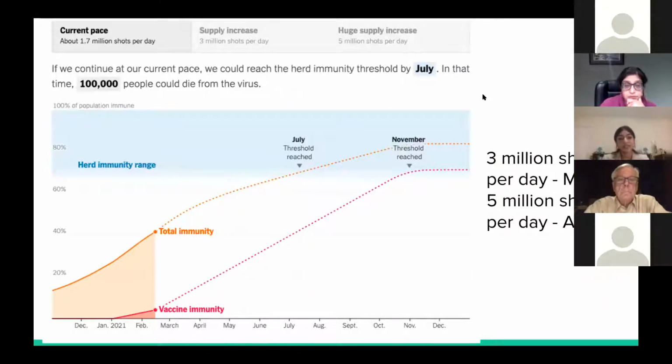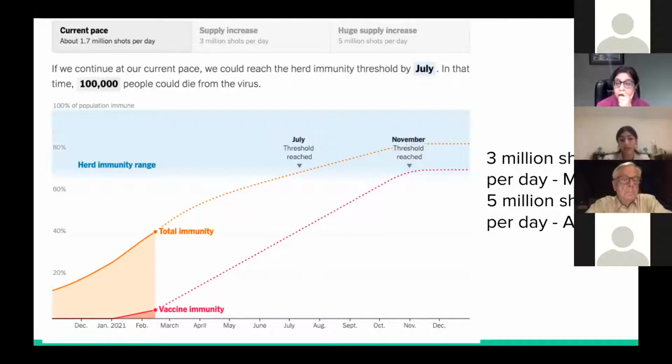Dr. Fauci, the CDC, and other health officials have said that our herd immunity threshold would be from 70% to 90% of the population for COVID-19. And that is if we continue at our current pace, which is 1.7 million shots administered per day. As you can see in the graph, the blue area is the herd immunity range that I just mentioned, 70% to 90%. The orange line is total immunity, so that's not just immunity due to the vaccine.